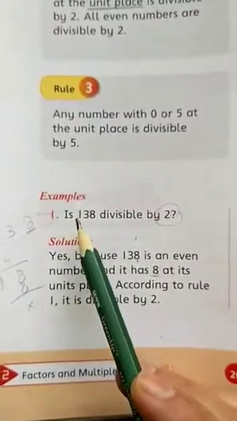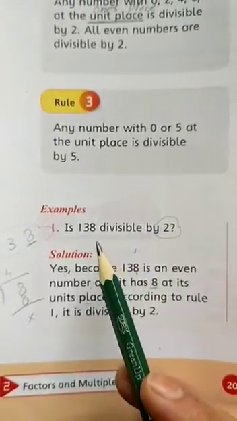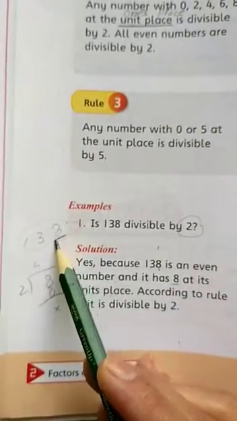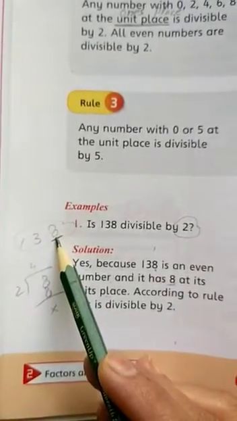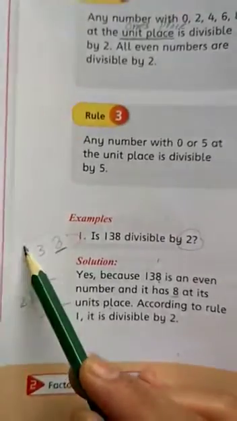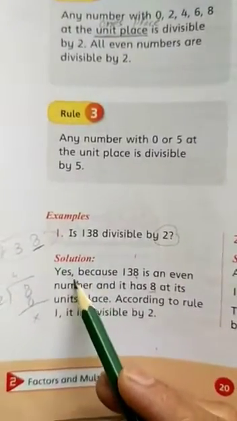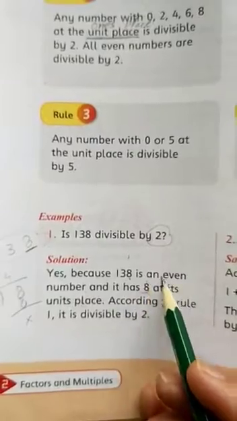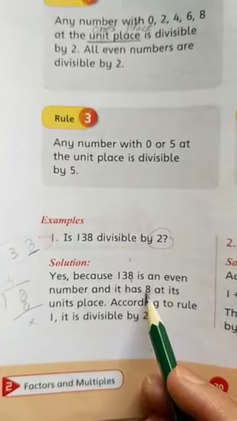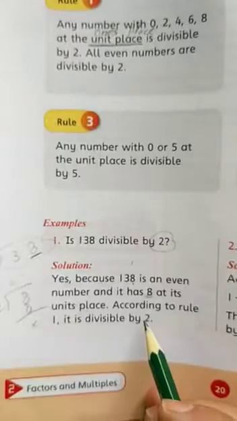Examples. One example: is 138 divisible by 2? In this example, we check the divisibility of 138 by using the table of 2. 138. The number at the unit place is 8. 8 is even and 8 is also divisible by 2. So the original number 138 is divisible by 2. The solution is yes, because 138 is an even number and it has 8 at its unit place. 8 is even and also divisible by 2. So according to rule number 1, it is divisible by 2.